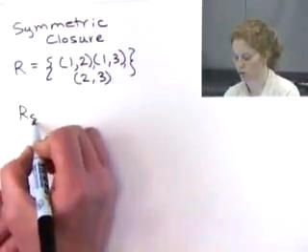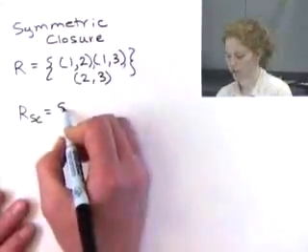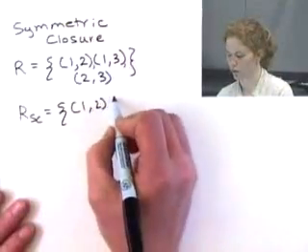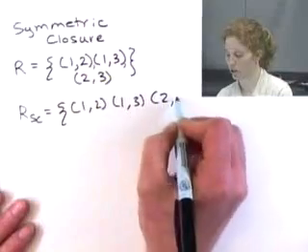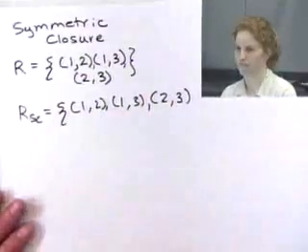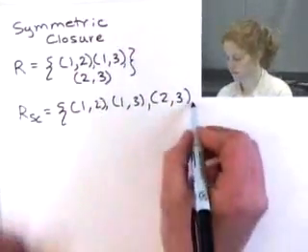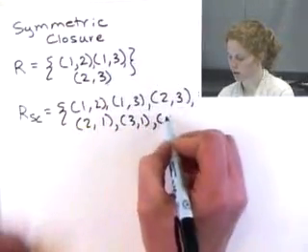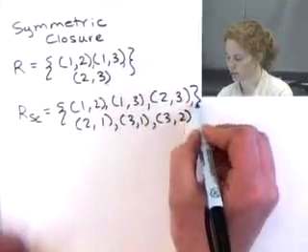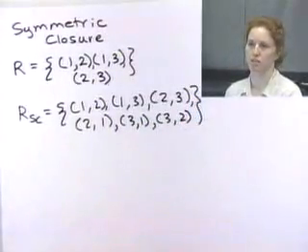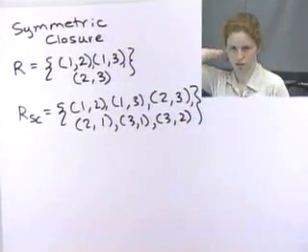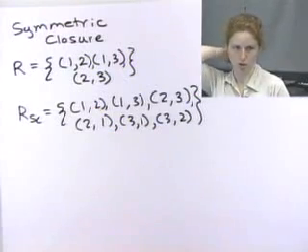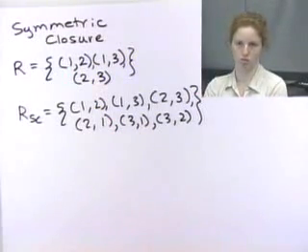If I want R's symmetric closure, that's going to have R in it, so I need (1, 2), (1, 3), and (2, 3), and then what? (2, 1), (3, 1). I basically need to reverse all of these, right? So it's easy to look at something and see what to do to make the symmetric closure. But the hard part is, in general, how do I write down what I do?